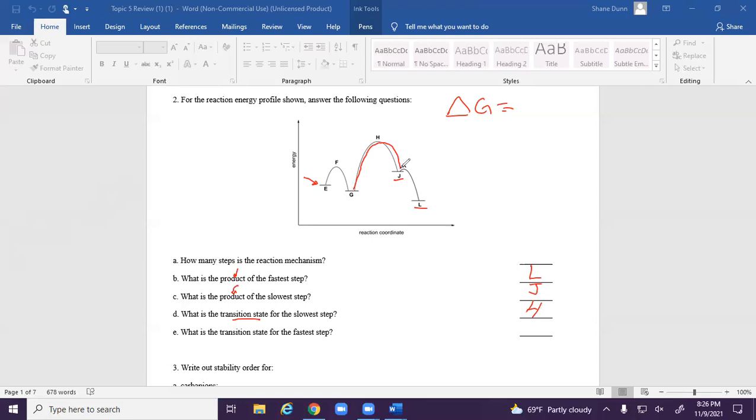Which one drops energy the most? K. K is the fastest step because it loses the most energy. It takes the least amount of energy to do that. Does that make sense?